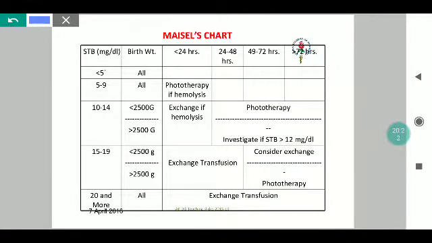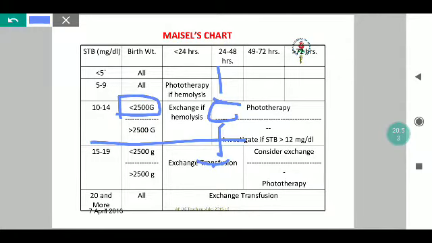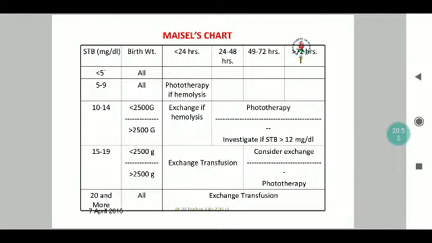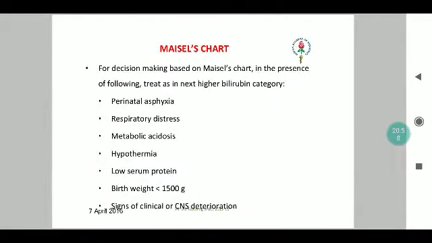So I'll repeat it. In the first 24 hours of life, depending on the values, less than 5 you don't need to do anything. 5 to 9 go for phototherapy if there is hemolysis, and beyond that, irrespective of birth weight, go for exchange transfusion on day 1 of life. On day 2 of life onwards, up to 10 milligram per deciliter, no need to do anything, and consider phototherapy from day 2 onwards if the birth weight is less than 2.5 kgs. More than 2.5 kgs, go for further investigations, and if levels are more than 15, consider exchange transfusion. That is in a nutshell about Bhutani's chart.